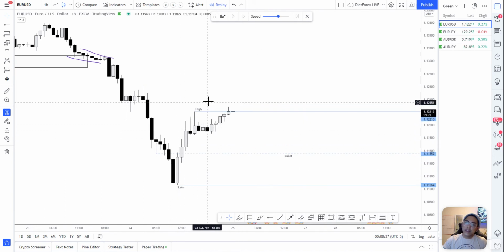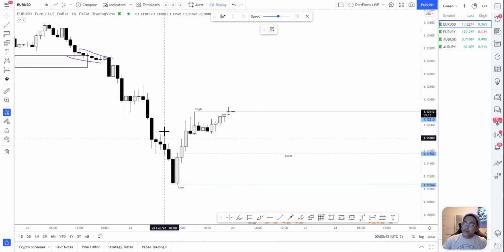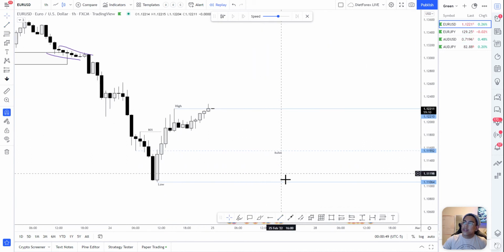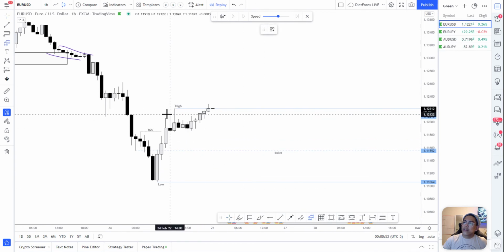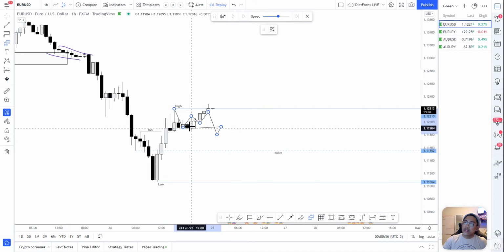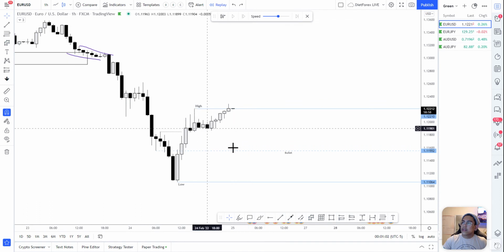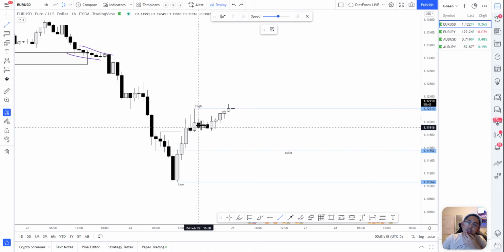So this is a nice impulse, continuous momentum. And then we got a break from here. Let me just label a break of structure. Usually after a week, I want to see some range, which it did. But what happened was, it didn't create the ideal setup for me. 1.1910, 1.1904, lower, 1.1899. So if you can see the lower wick, it continued to move down.